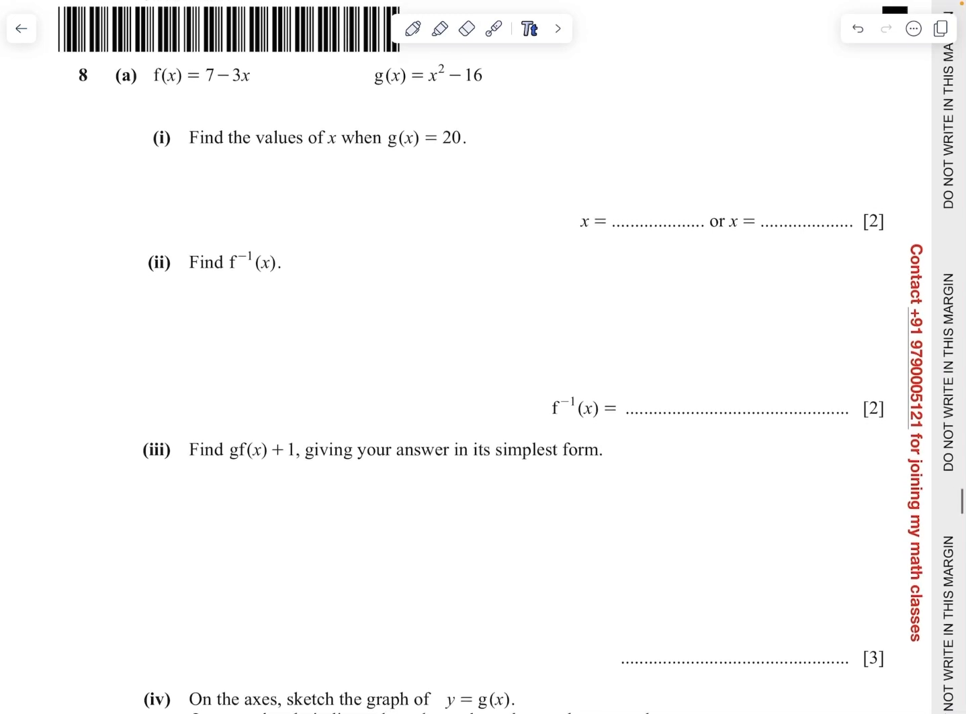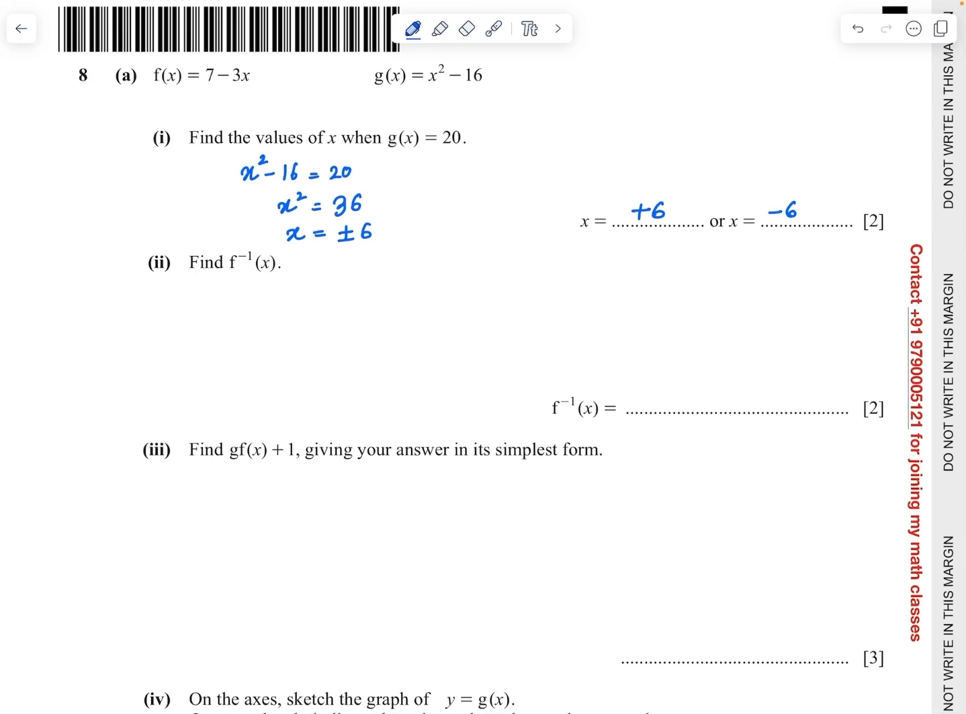So g of x is x squared minus 16, which is equal to 20. So x squared is equal to 36. x is plus or minus 6. So x is plus 6 or x is minus 6.